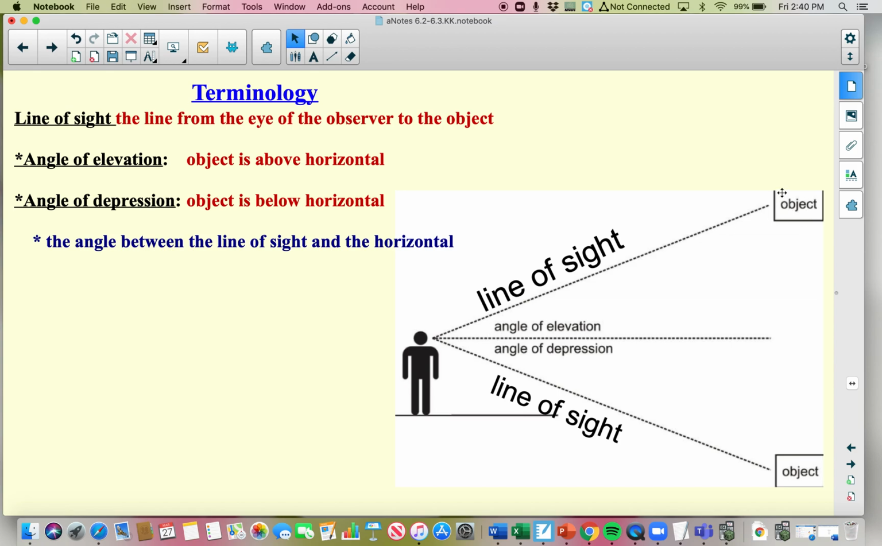So if this is the object, then this angle of elevation is because I'm looking up. Angle of depression would be looking down. So if I'm looking down at an object, this angle with the horizontal is my angle of depression. So those are all defined there for you. Maybe the picture helps in case you've never heard that terminology. It wasn't heavily used probably in geometry, but it will be here.